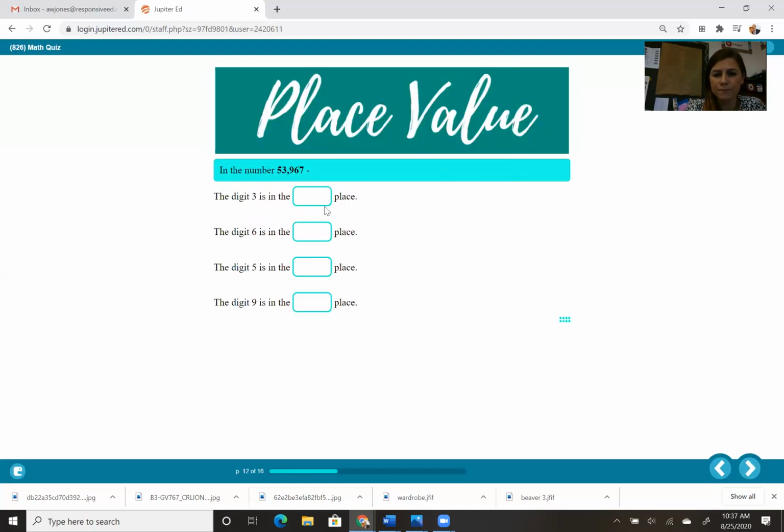All right, now place value. In the number 53,967, the digit 3 is in the thousands place. The digit 6, let's see, is in the tens. The number 53,009. Sorry. The digit 6 is in the tens place. The digit 5 is in the 10,000s place. And the digit 9 is in the hundreds place. So you go ones, tens, hundreds, thousands, 10,000s.